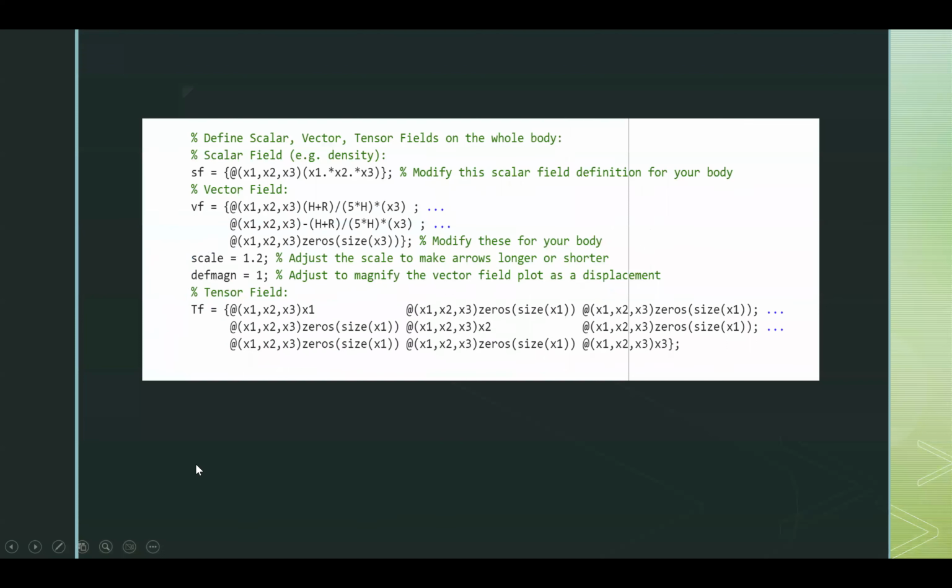Coming to the last slide, this is basically my MATLAB code for calculating the scalar, vector, and the tensor field. You can pause the video and have a look at it.